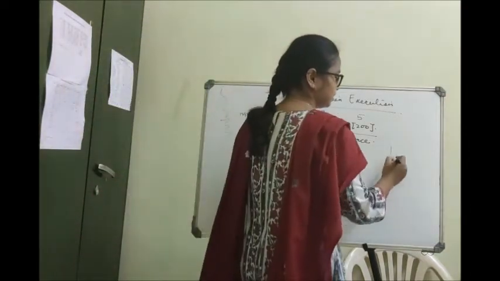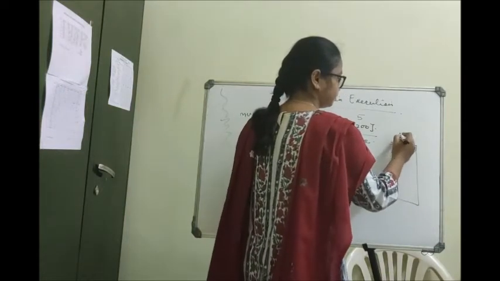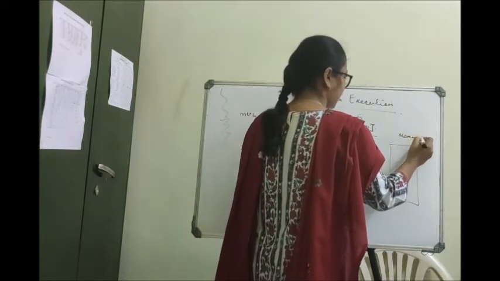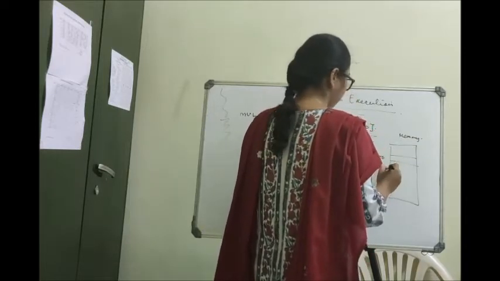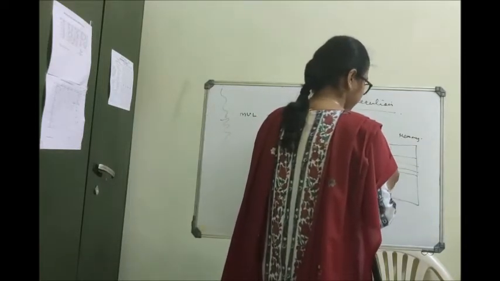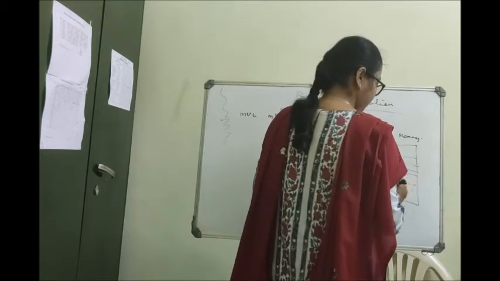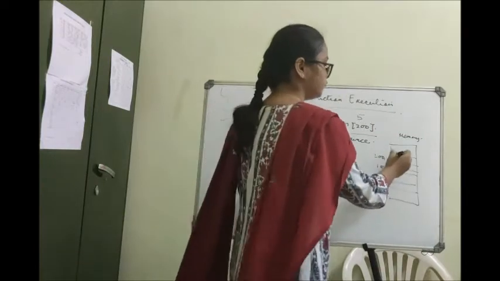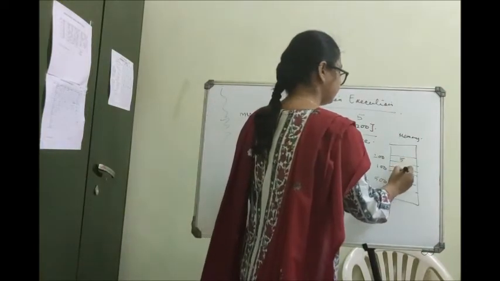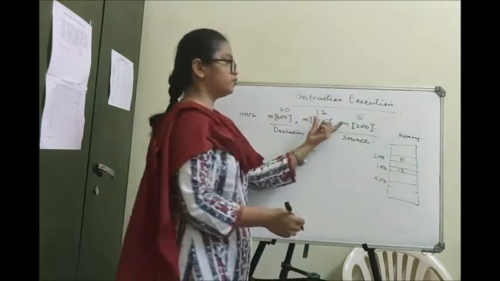Suppose our memory looks like this. Memory, and we have locations such as 200, 100, and 500. Suppose at 200 we have 5, and here we have 12. So we have to perform the operation.